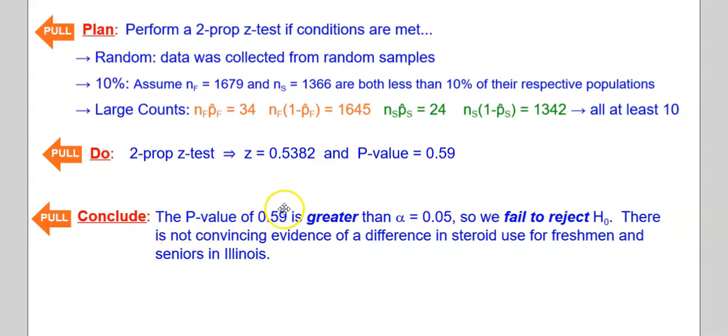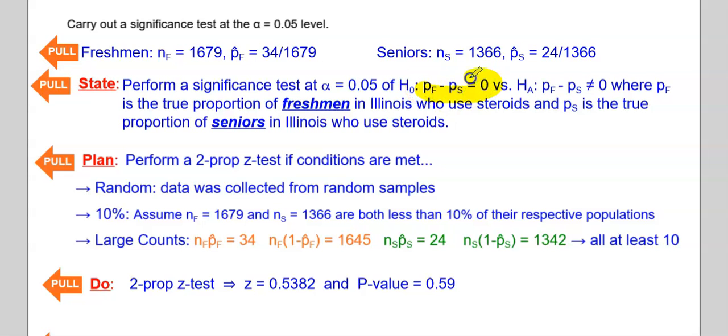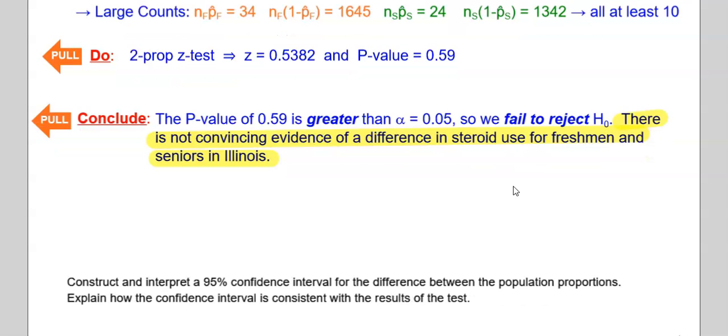The p-value of 0.59 is certainly greater than the alpha level of 0.05, so we fail to reject the null. There is not convincing evidence of a difference in steroid use for freshmen and seniors in Illinois. So I want to highlight something here in this conclusion. Remember, when you are stating a conclusion of a significance test, be very careful to not say anything remotely close to, oh, I accept the null. What I'm saying here is there is not convincing evidence of a difference. That is not the same thing as saying there is no difference. So be very careful about that. Okay, that's done with the significance test.